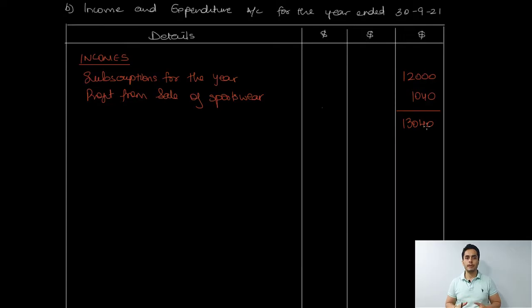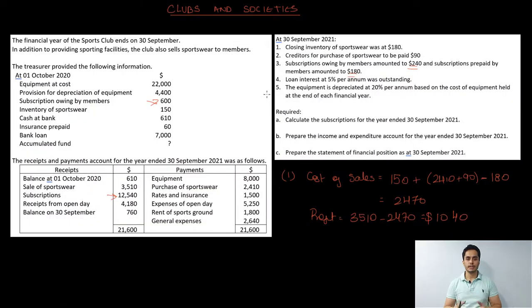Now let's go to our expenditure part. To record the expenditures in the income and expenditure account, we need to analyze our payment section of the receipt and payment account. My first payment here is equipment, 8,000. Now equipment is a capital expenditure, will not be entered directly in the income and expenditure account, but depreciation on asset or depreciation on equipment will be entered. So we will calculate our depreciation on equipment. Purchase of sportswear is already considered when calculating the profit from the trading activity, so it will not be taken again.